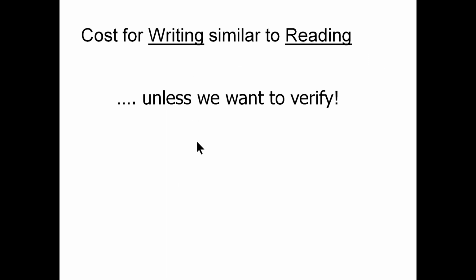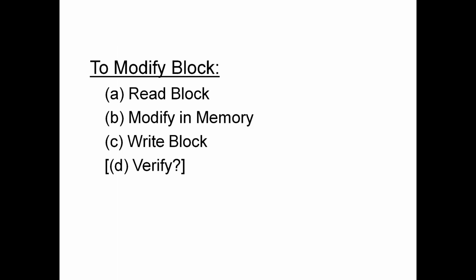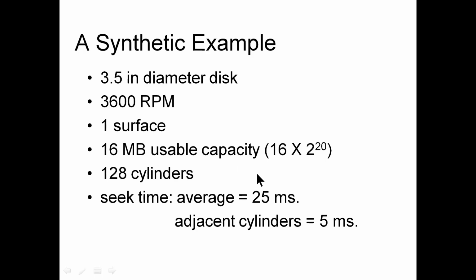So the cost of writing is similar to reading, unless we want to verify. So for read and write, there should not be any difference in terms of cost. Cost is in terms of time. To modify a block, we need to read the block, modify it in memory, and write it back. This is always happening like this. So you read, you modify in memory, and then write back. So this read and write operation is continuous on the disk.